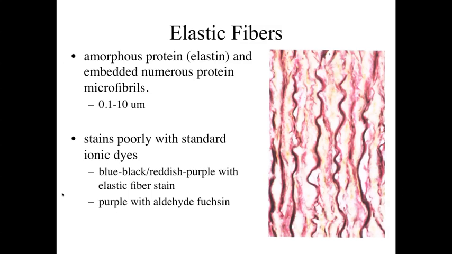Now, in general, elastic fibers are going to stain very poorly with standard ionic dyes. So they're going to stain pale with hematoxylin and eosin. You're not going to see them because they're not going to take up any of the stain. But there are a couple different examples of specialized stains that we can use to look at elastic fibers. The first is nicely named elastic fiber stain, which gives it kind of a bluish black or reddish purple staining, depending upon the characteristics of the stain and the amount of elastic fibers that are present. We'd also look at an aldehyde fuchsin stain where they're going to be staining these elastic fibers purple.